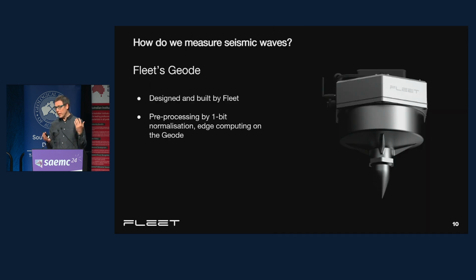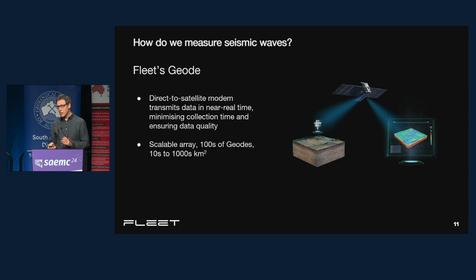How does Fleet do it? Fleet has their own purpose-built Geode. It's a seismometer, effectively, a very small little device, just planted in the ground like you're planting your petunias. It's built here in Adelaide. There's a lot of smarts that are actually on the instrument itself. So you have this pre-processing, 1-bit normalisation and edge computing sitting on the Geode. And why is that important? Because the Geode itself is connected through the satellite. So you have to do these smarts on the Geode, and then it's beamed up via Fleet's modem through to Fleet's satellites and partner satellites, which can then be slurped down into the cloud, and people can be working on that data.